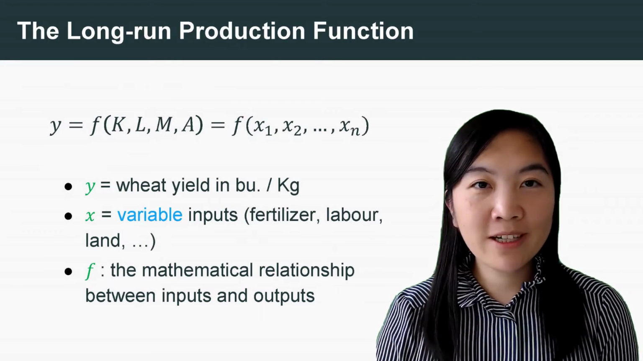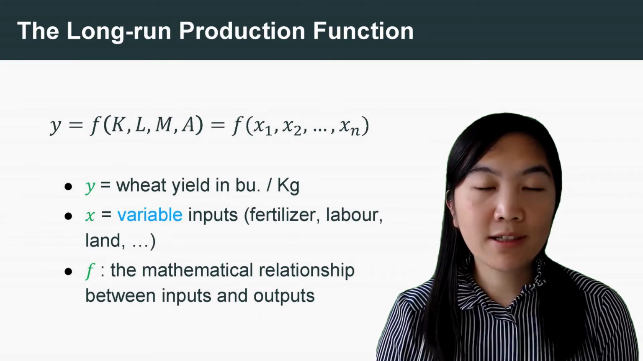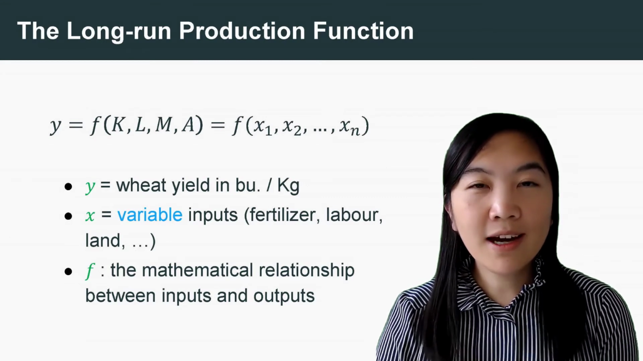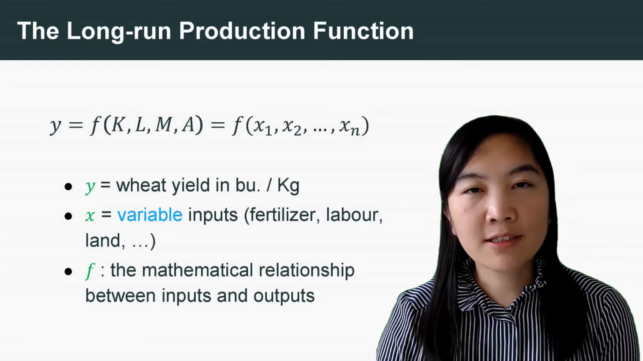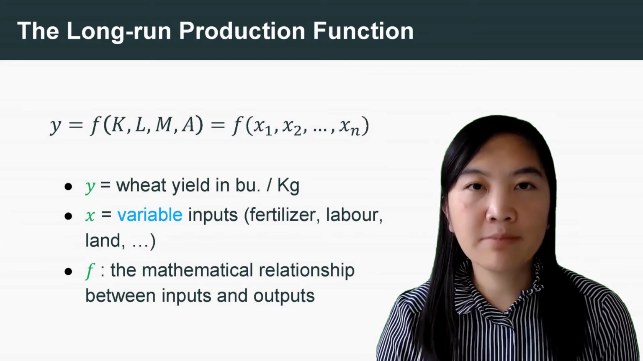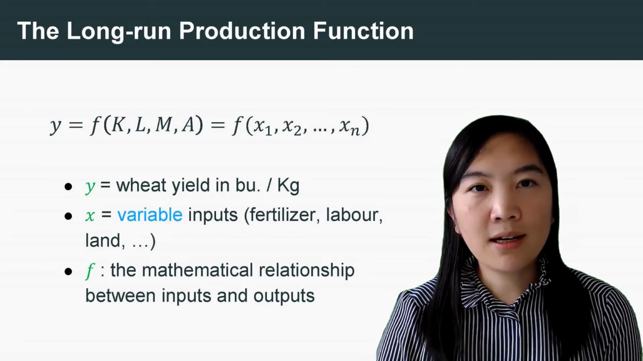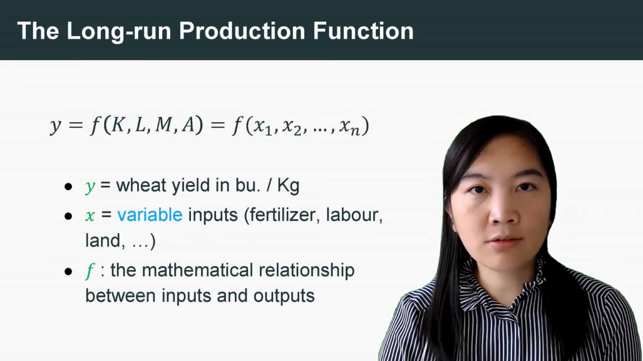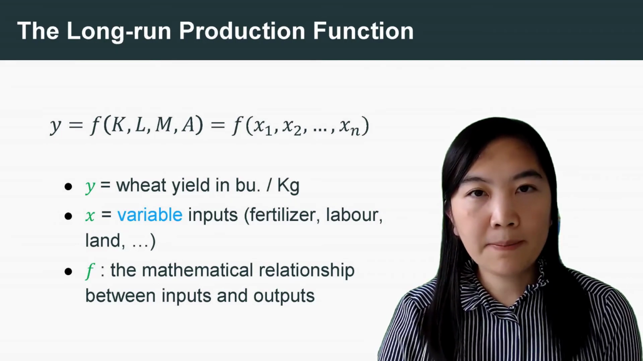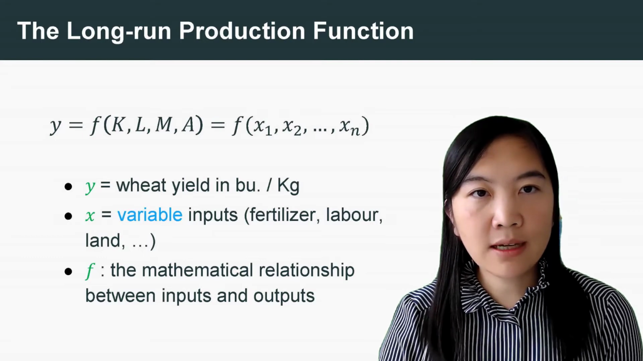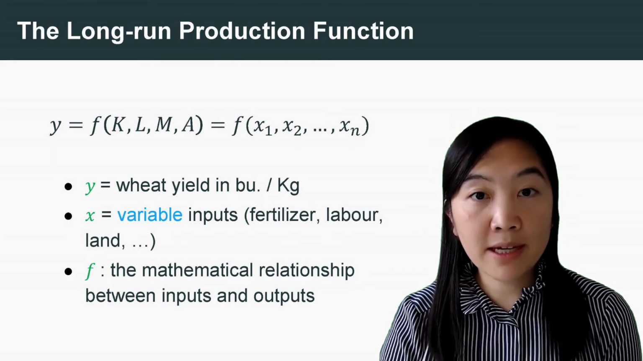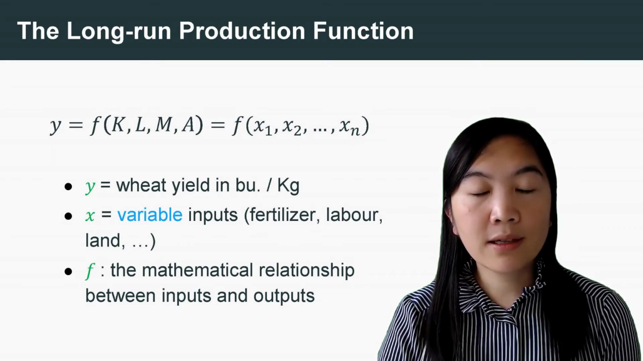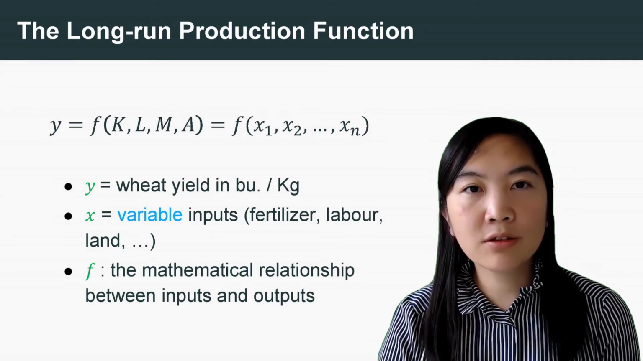Okay, so now we understand what the long runs, short runs, and immediate runs are. We can finally define the production function. And the definition of the production function actually depends on whether it's a long run production function or a short run one. Here, let's first look at the long run production function. This is the algebraic function, and I first wrote it as y equals f. F means the mathematical relationship, and f is a function of capital, labor, management, and land.